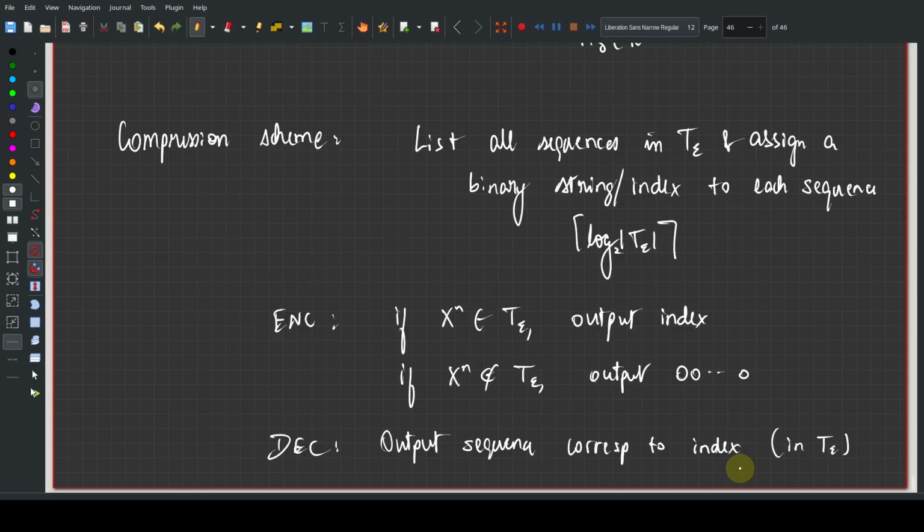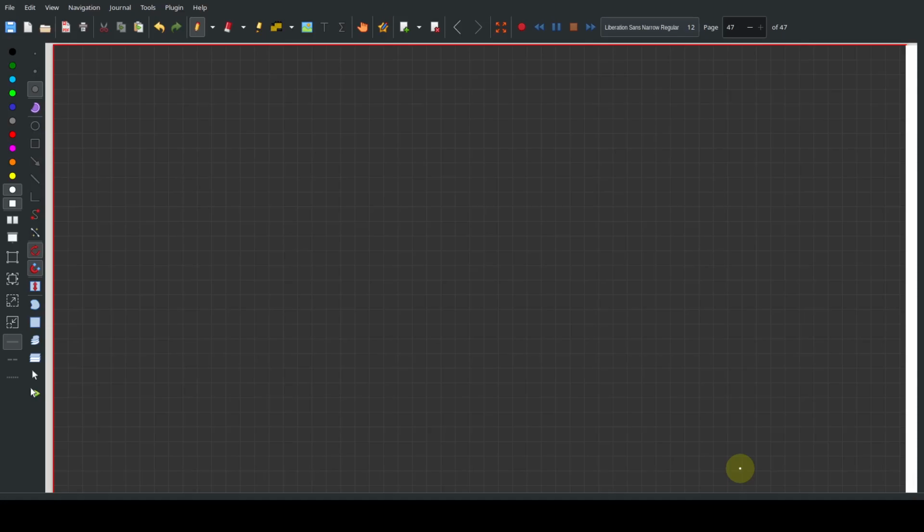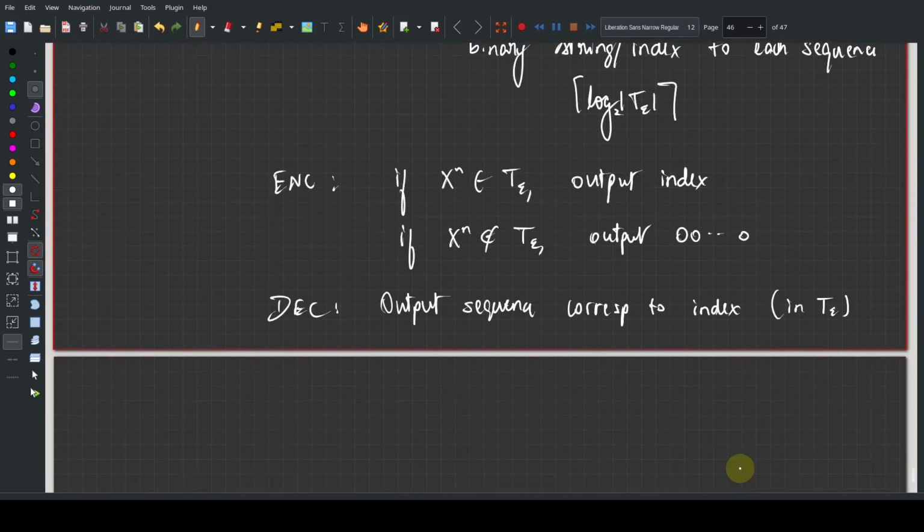Okay, is this scheme clear? It's not a particularly efficient scheme, but some scheme, right? Okay. So in this case, what would the rate be equal to? The rate of this particular scheme?